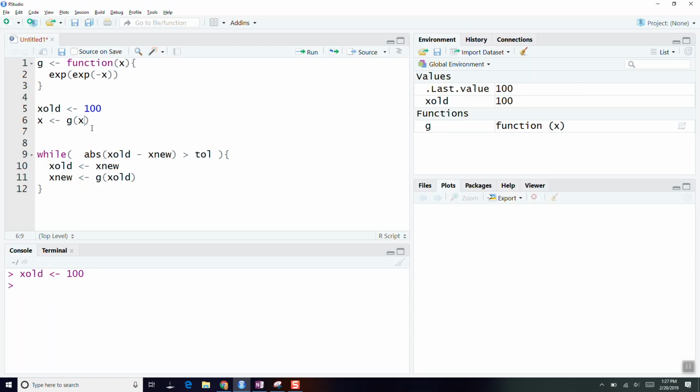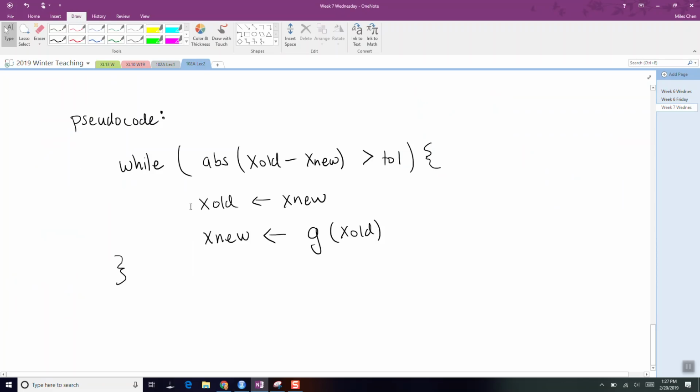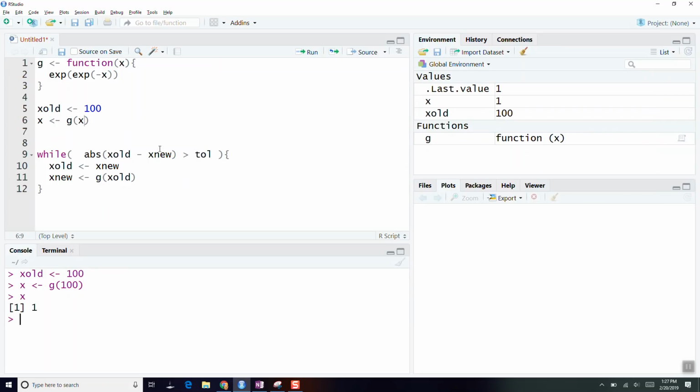So I'll say x is going to be g of 100. And I can ask, well, what is x? Oh, well, that gave me 1, okay? Because basically we said e to the negative x, right? So e to the negative 100 gives me practically 0, and e to the 0 gives me 1, okay? And then we're going to take this and plug this back into g of x, okay? So we're going to try that.